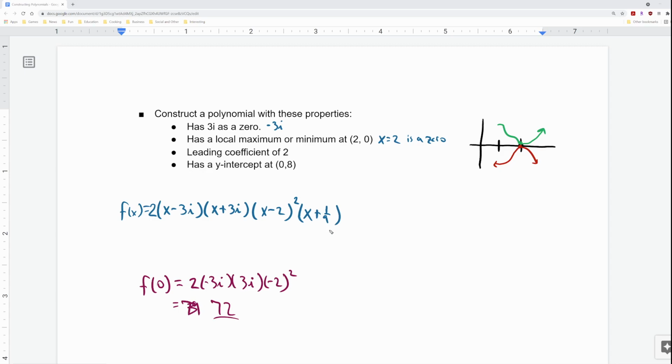We still have our zeros. We still have our local max and min. Our leading coefficient is still 2. But now you can see what the y-intercept is. So now, if you plug in 0, we're going to have one more number here. We're going to have 1/9. So the 72 turns into 72 over 9, which is 8. So that last bullet point, that's kind of tricky if you've never seen that before. But I like these little puzzle problems. Anyway, hope this video helped.